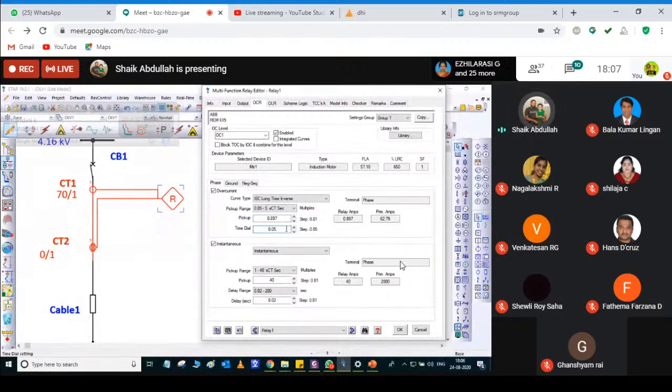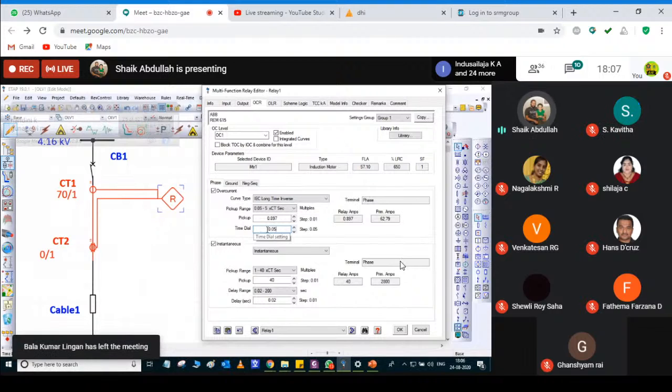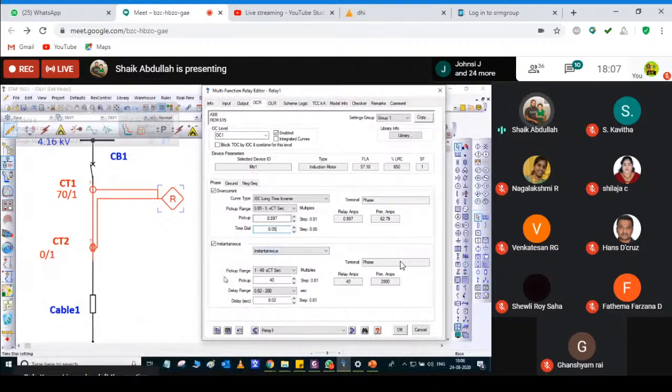Time dial, okay, I'm not touching now. Time dial is an important topic, and for manual calculation, it is the biggest calculation. But when you are using ETAP, it is only a 1 minute job when you are taking a graph at the relay coordination tab in your ETAP. So we will see that one.